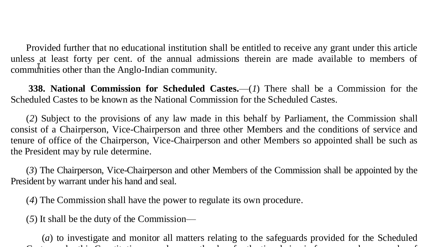Provided further that no educational institution shall be entitled to receive any grants under this article unless at least 40% of the annual admissions therein are made available to members of communities other than the Anglo-Indian community.